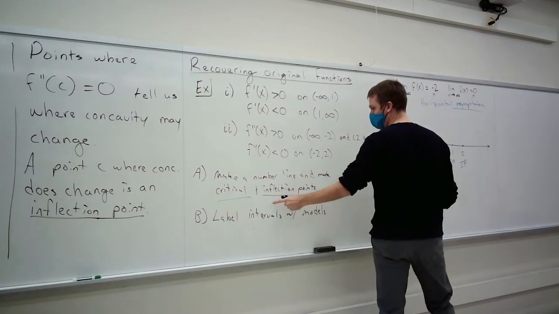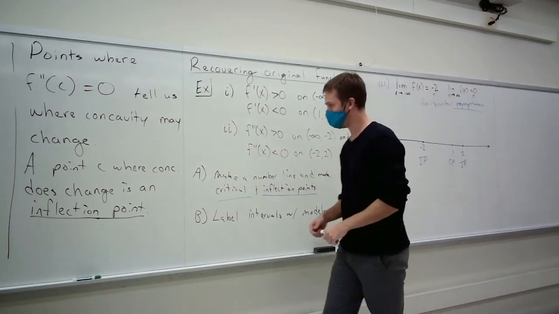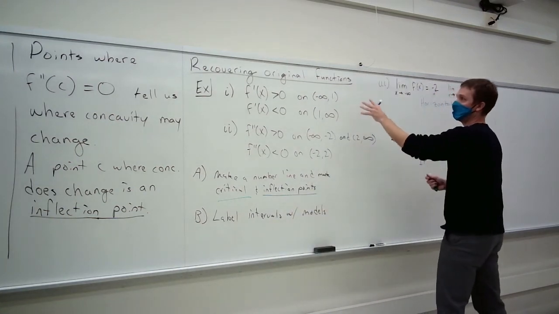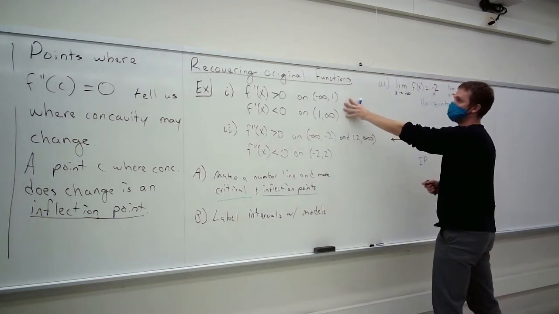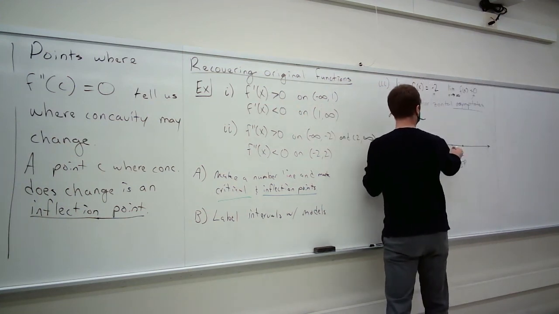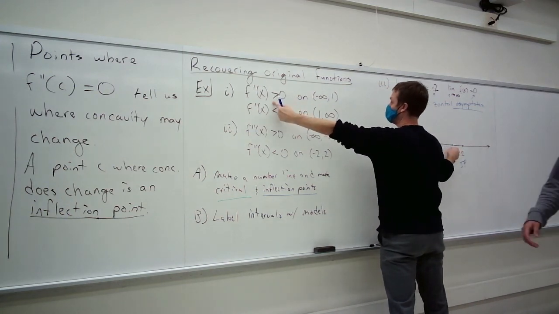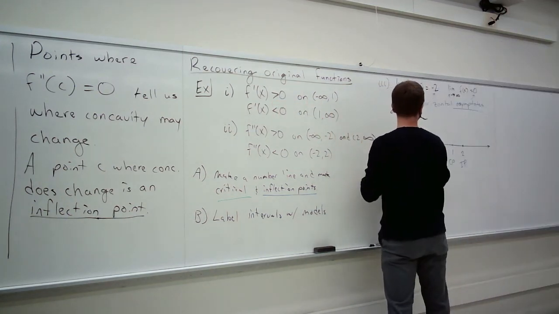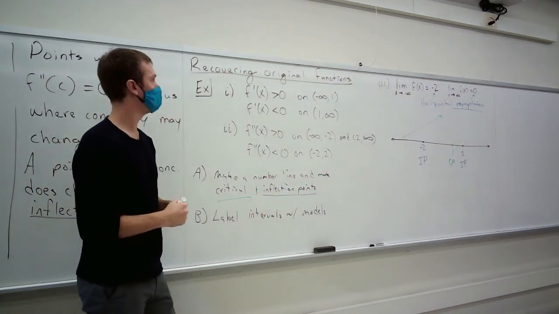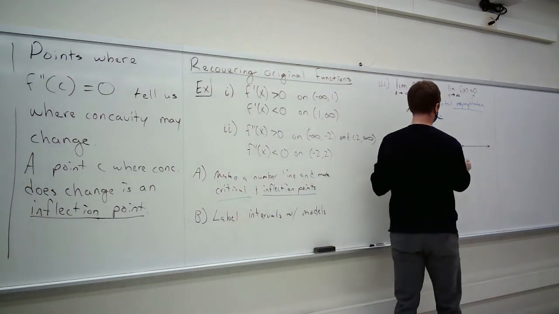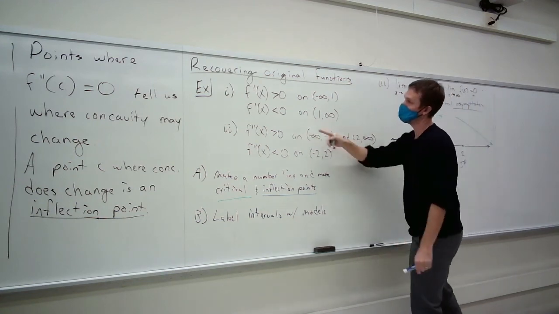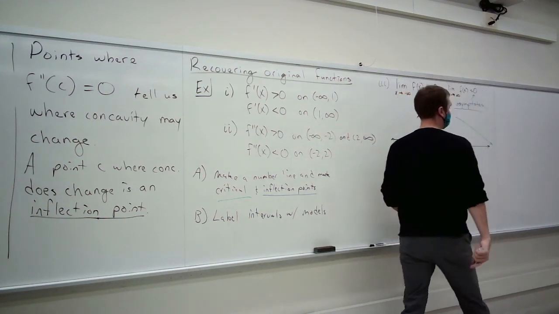So I'm going to do these things in the color coding scheme I've got here. Green for first derivative information, blue for second derivative information. The models for first derivatives are lines. We know on this interval from here to here that our derivative is positive. So my model is going to be something like this, just a line going up. It goes up all the way until we hit one. Then our function comes down because the derivative is negative from here on.